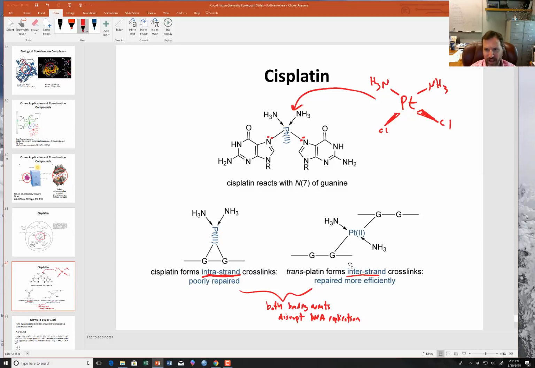And again, just to remind you that the applications of these metals can be quite important, even in terms of medicinal chemistry, and in particular with this chemotherapy application. All right, so I'm going to stop there. I am going to do one more wrap-up video to give you a couple more examples of coordination complexes and the applications that they can have.